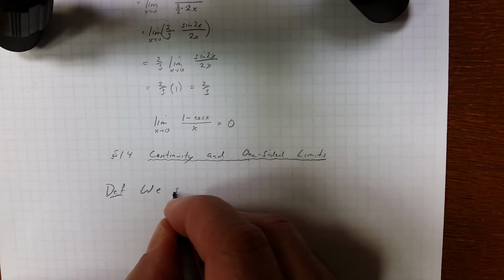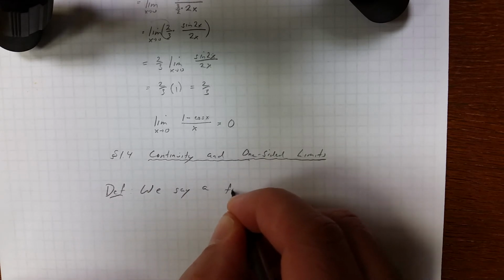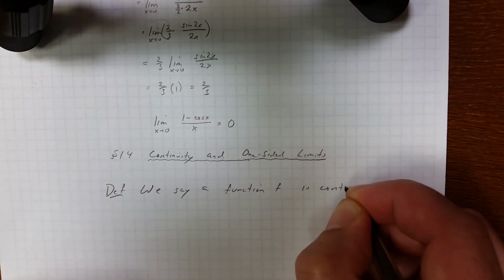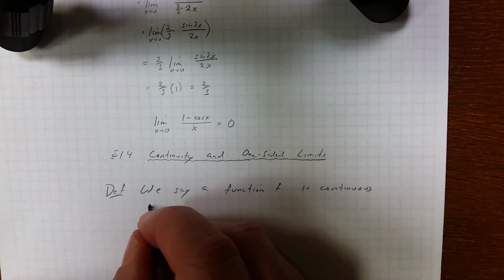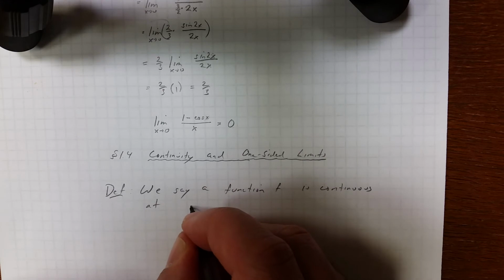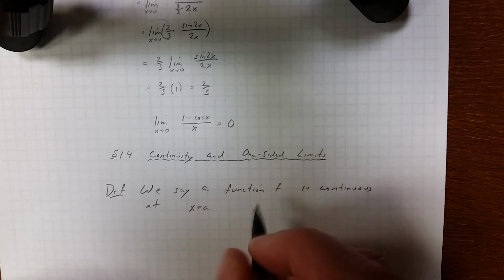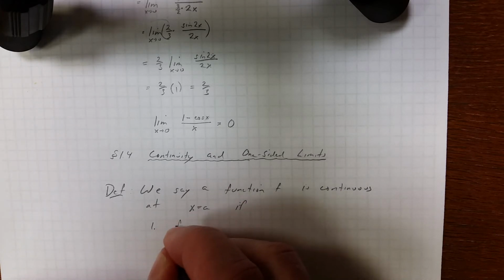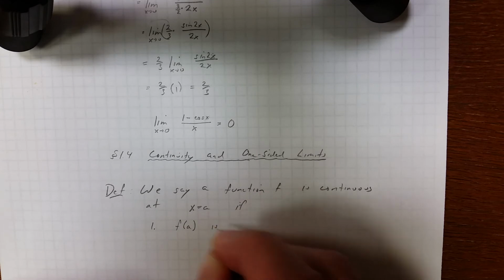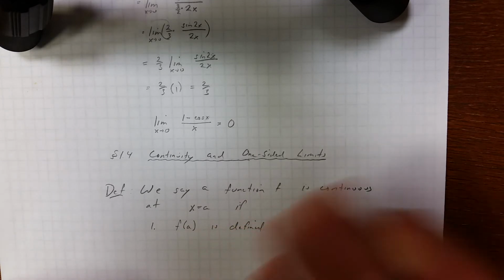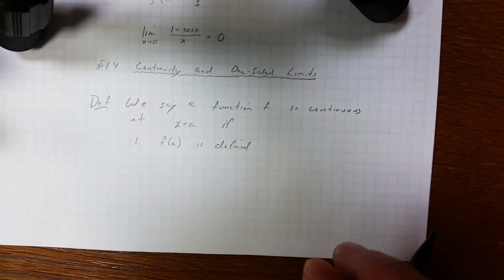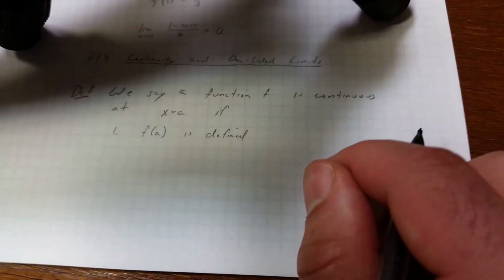We say a function f is continuous at x equals a if three things are true. 1, f of a must be defined. The function isn't even defined there. It certainly is going to have a break there. It can't possibly be continuous.